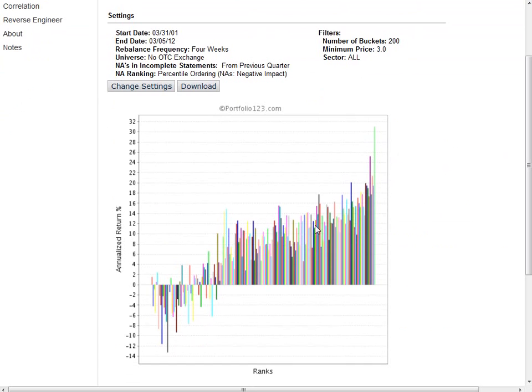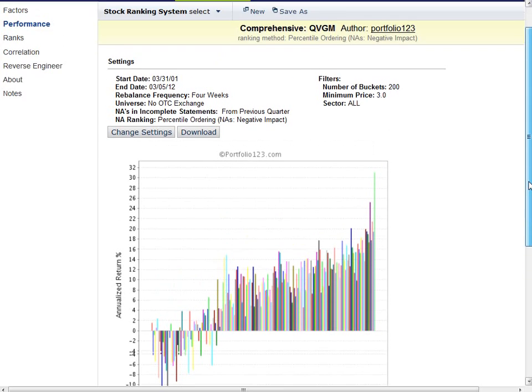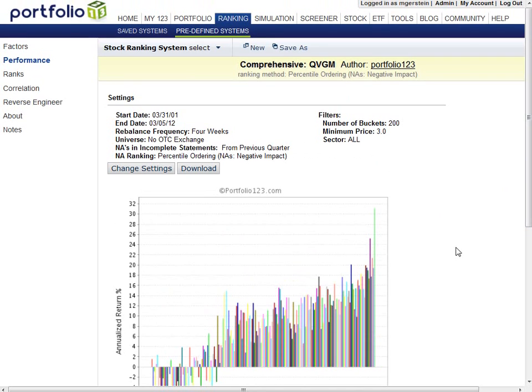If you want to use the 200 bucket test, you may want to download your results to Excel, where you could see each of these performance measurements as a specific numerical value. One thing though to caution, it is tempting to work on a ranking system and to revise and revise until you get something that shows perfectly well for a 200 bucket test.